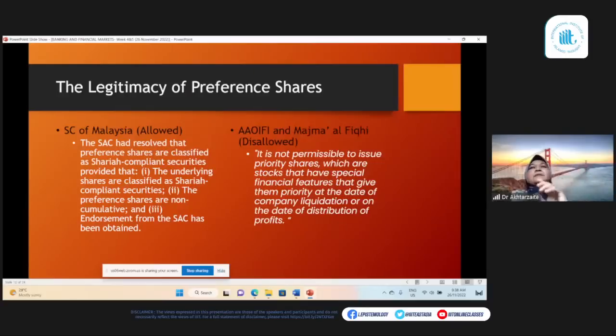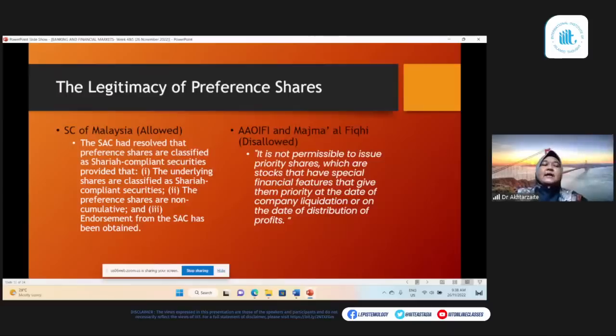Mainly it violates the principle of musyarakah, and also when you give them a fixed profit, it is some kind of riba, because you give money and get more money without bearing the loss. So that is actually riba. Therefore, the majority of scholars said it is not permissible to issue preference shares, priority shares, which are stocks that have special financial features that give them priority at the date of company liquidation or on the date of distribution of profit. This fatwa is from IOFI, and Majma' also more or less has the same fatwa, meaning they disallowed it.